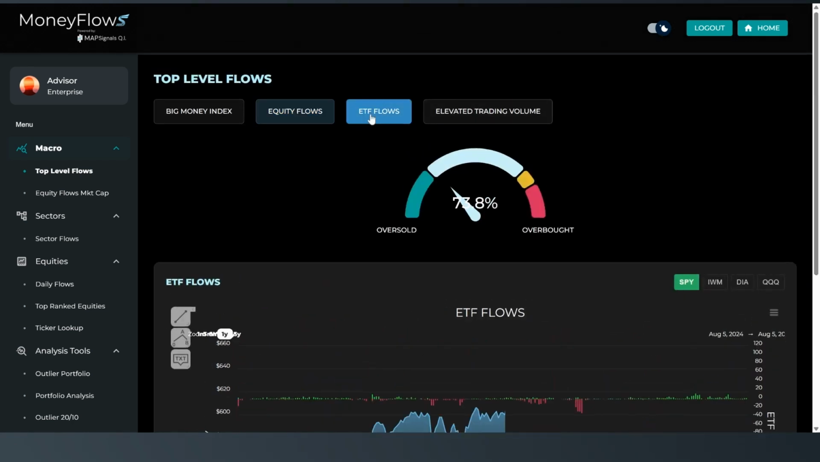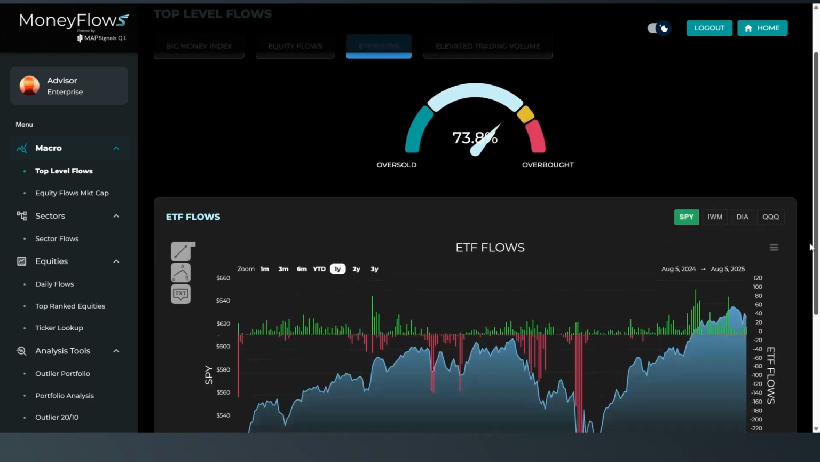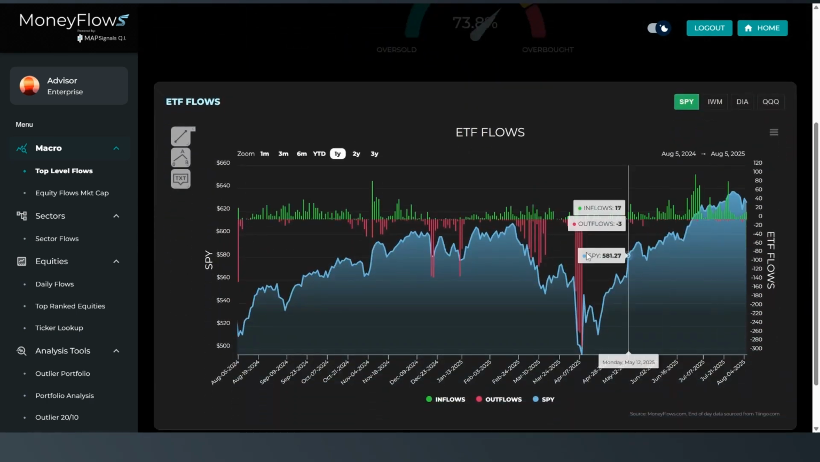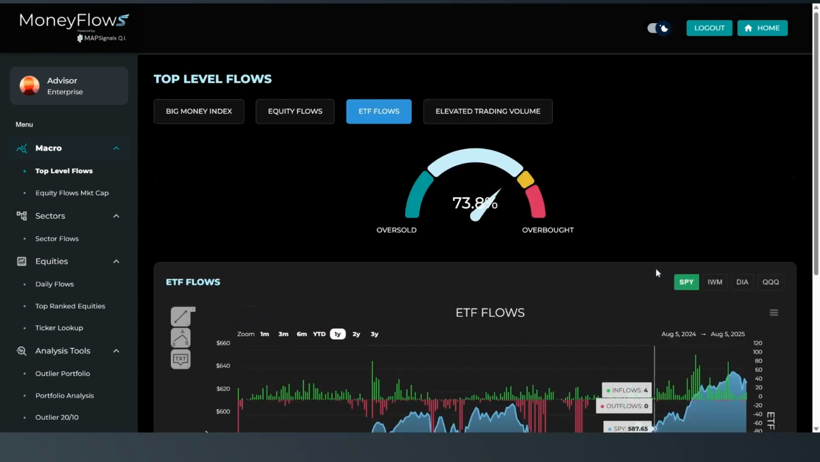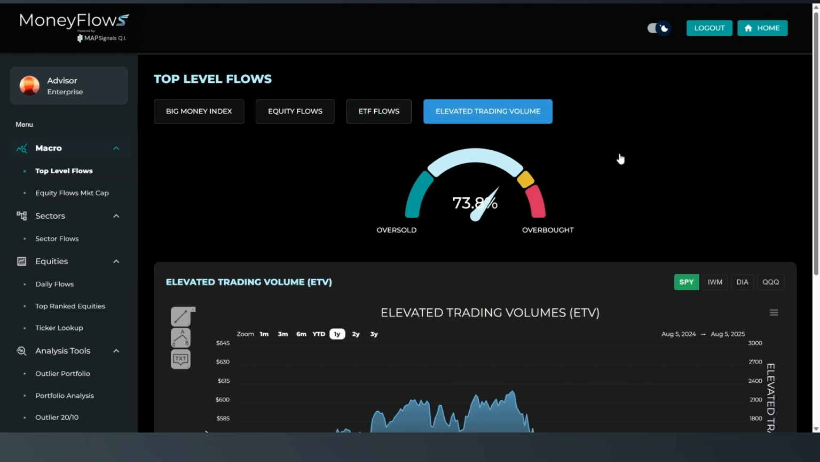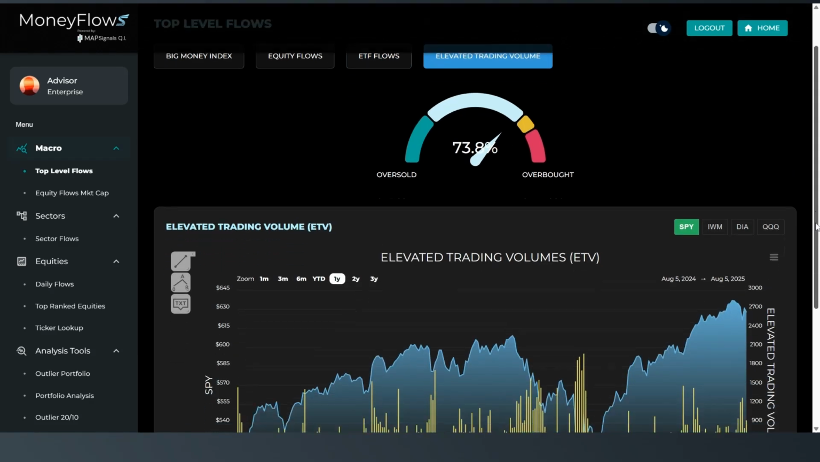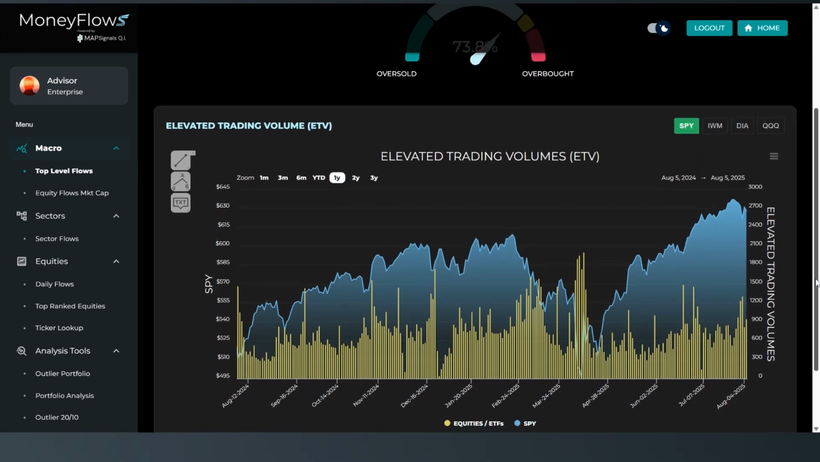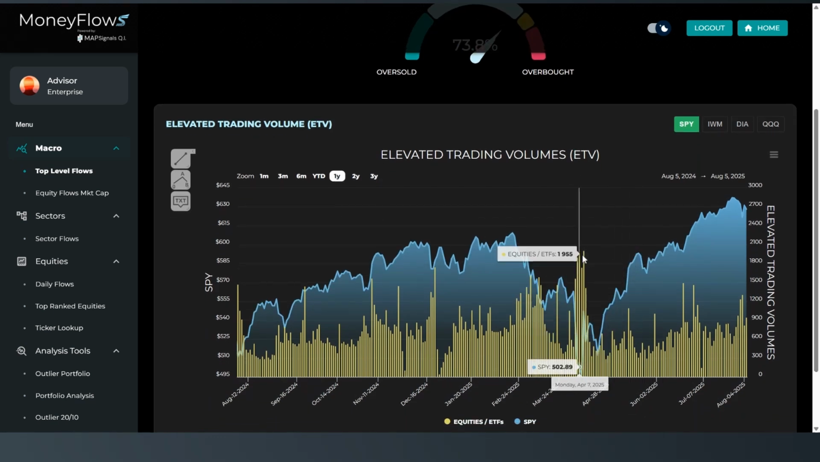We do the same thing with ETFs. This is looking at the same type of data as stocks. Extreme inflows, extreme outflows, that's what you want to be on the lookout for. And then you can look at the elevated trading volume module. This is very cool. This is looking at thousands of stocks every day. How many are trading in an unusual way? Institutional volumes. Here you can see in April, during the tariff situation, we had extreme volumes, okay? And they tend to not last forever.